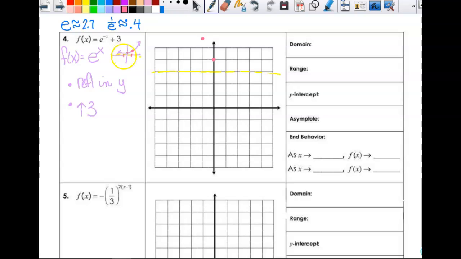Then when I'm at negative 1, e to the negative power is 1 over e, which is about 0.4. So if we go to negative 1, about 0.4, reflected in y, and go up 1, 2, 3. And my graph looks like this.